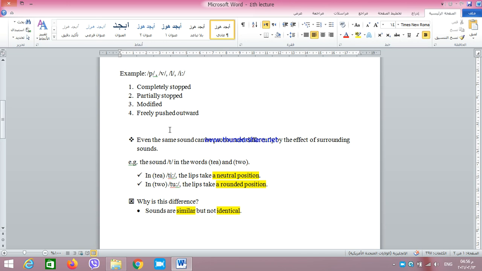Now let's have an example. When we have complete closure, do we have it in P, in V, in L, in E? I want you to think for a moment, but I'll give you the answer. The airflow is completely stopped in the P sound. Why? Because in P sound, the lips are pressed together and the air is stopped completely for a while. Then it is pushed out.